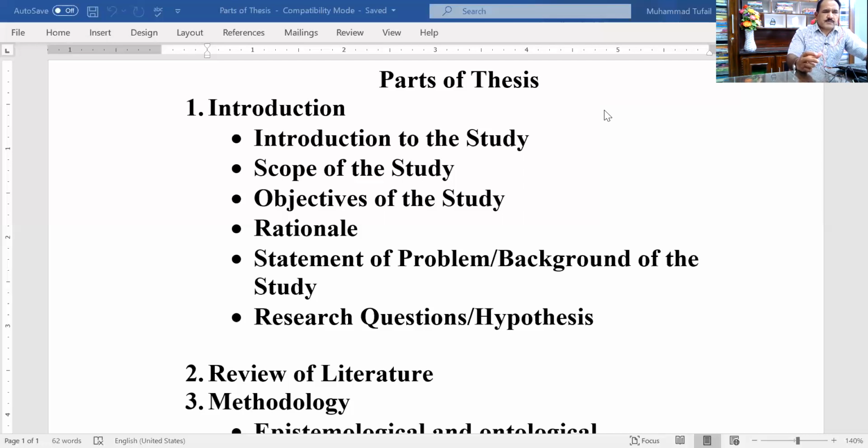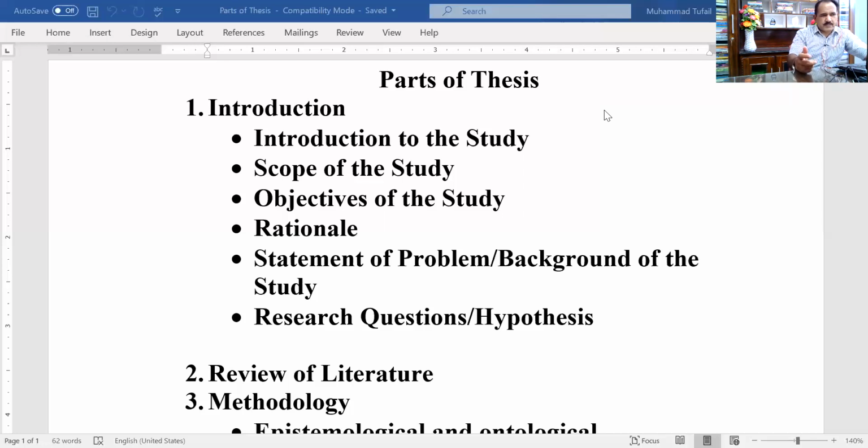Now, the first chapter of every thesis is called the introductory chapter. We call it introduction. And what things do we include when we are writing the introductory chapter of a thesis? First of all, we go to the introduction to the study. Under this there is a subheading, because the central heading of the chapter is introduction. But on the subheading of introduction to the study, we introduce the study.